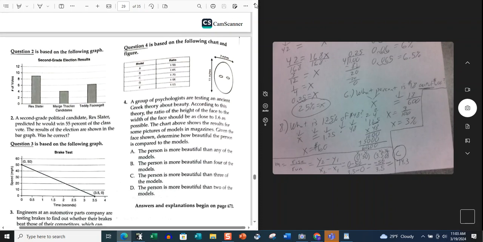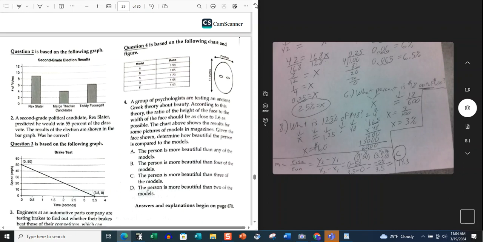Now we come here to problem number 4. It says question 4 is based on the following chart and figure. So we see this chart, and it says a group of psychologists are testing an ancient Greek theory about beauty. According to this theory, the ratio of the height of the face to the width of the face should be as close to 1.6 as possible. The chart above shows the results for some pictures of models in magazines. Given the face shown, determine how beautiful the person is compared to the models.